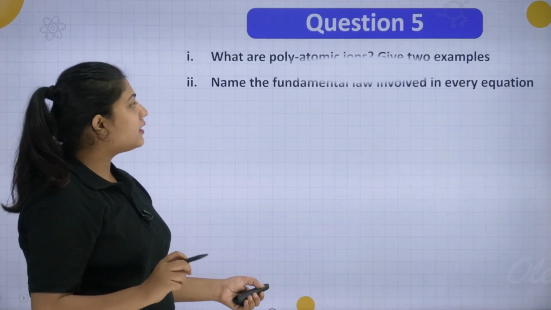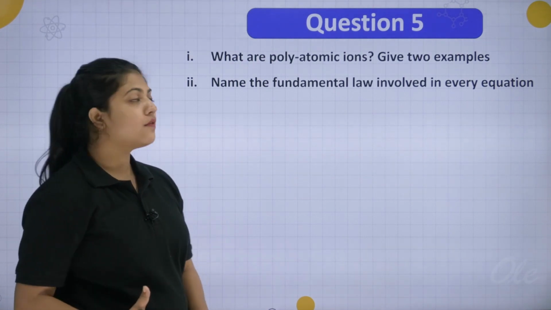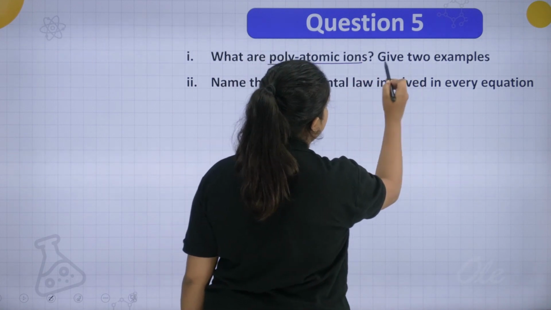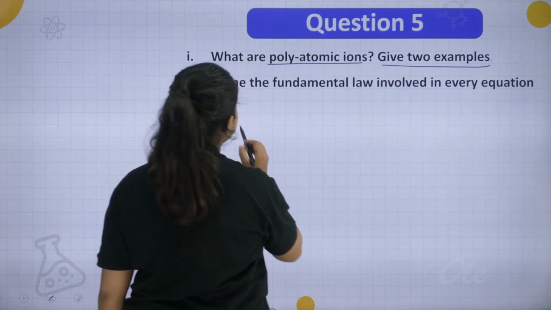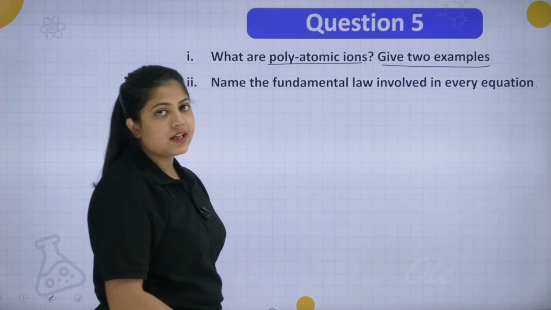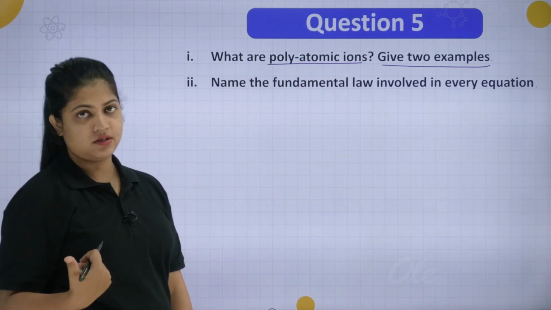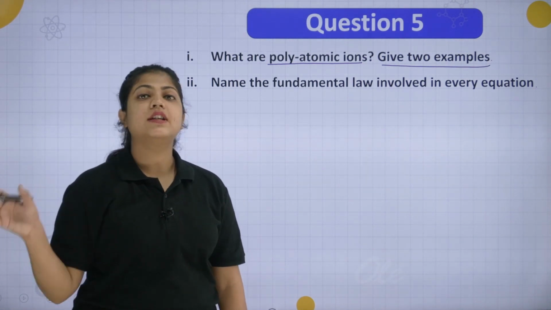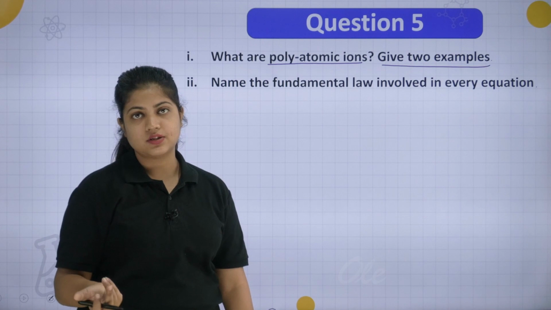Now let us talk about another question, that is question number 5. What are polyatomic ions? You need to give 2 examples. Name the fundamental law involved in every equation. Again, we have discussed this in the previous question: the one fundamental law that is involved in every equation is the law of conservation of mass.